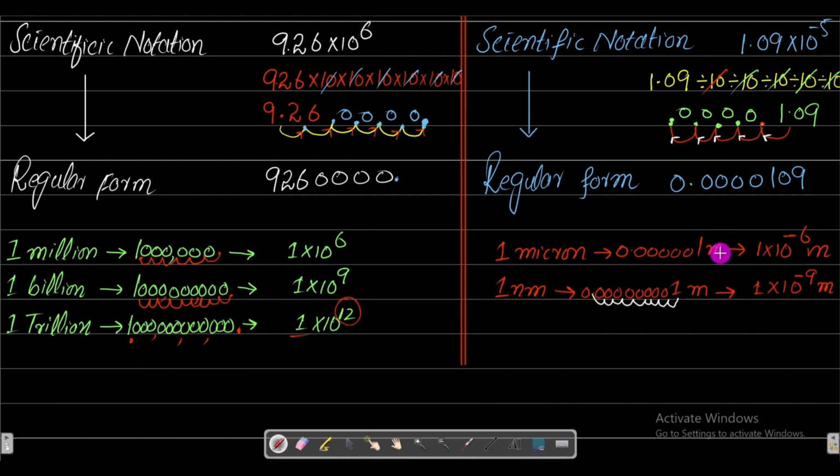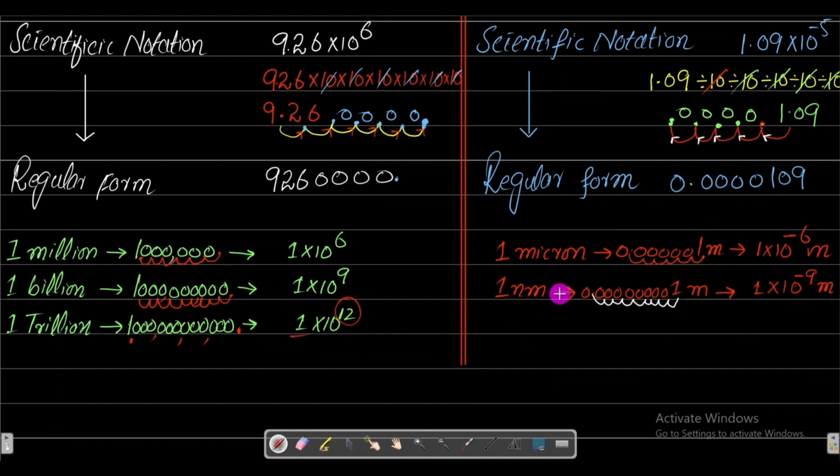And similarly, for a very small number, 1 micron is equal to 0.000001 meter. In order to convert this into scientific notation, we will take these steps: first, second, third, fourth, fifth, and this is the sixth. So if we take six steps, then we will reach this one. We will take that one, and now we are dividing this number by 10. So this is equal to 10 power minus 6 meter.